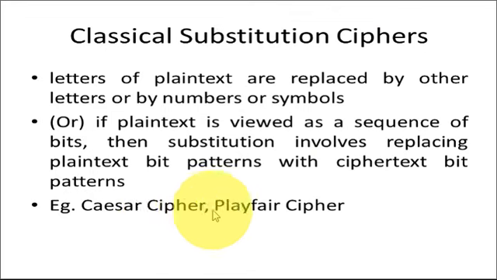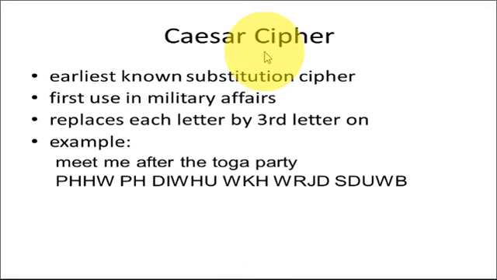Examples are the Caesar cipher and the Playfair cipher. The Caesar cipher is the earliest known substitution cipher, first used in military affairs. Initially it was used for military purposes. Here we replace each letter by its third letter. Each letter in the plain text is replaced by its third letter.